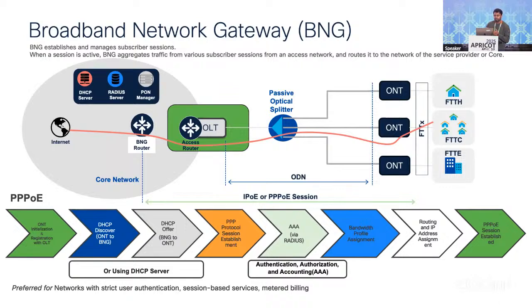Once that happens, we need to have a AAA. Okay. Now, before we move to the AAA, we need to understand that these BNG routers can do the DHCP functionality into themselves as well. So we don't need to have a separate DHCP server. Depending upon the infrastructure, that's how you can do it.